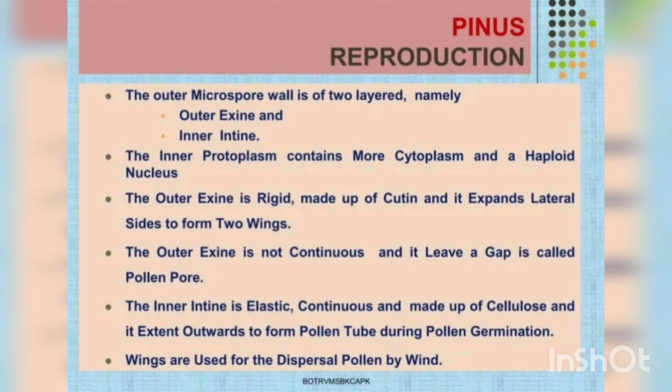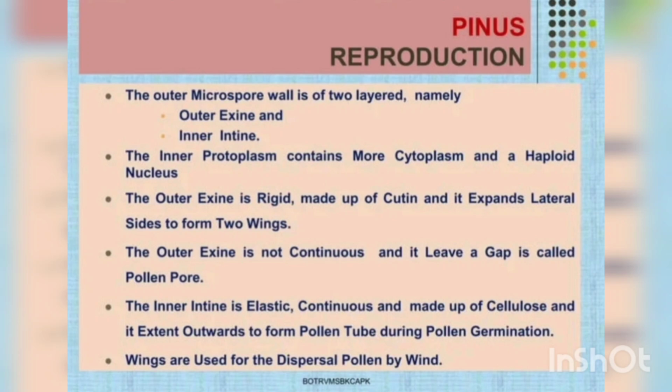Now coming to the microspore, each microspore or pollen grain has two wall layers called the outer exine and the inner intine. The inner protoplasm contains more cytoplasm and a haploid nucleus. The outer exine is rigid, made up of cutin, and it expands to form the wings. This is the structure of the microspore.